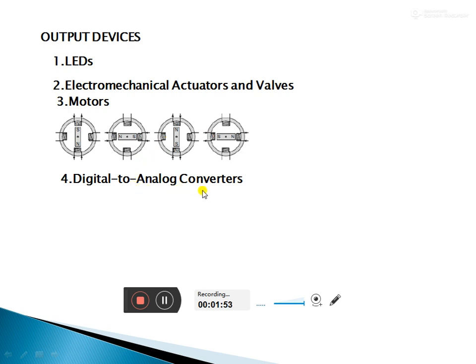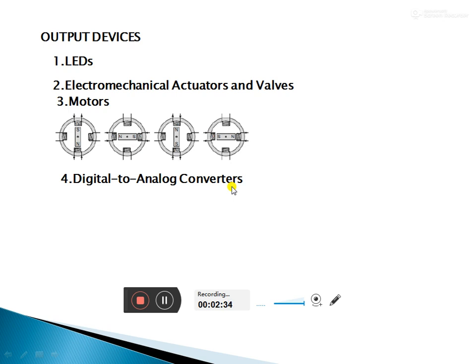Now digital to analog converters, which continue from these processors. Digital to analog converters and analog to digital converters are also output devices. We can explain briefly what the output devices are. First you have to write LED, electromechanical actuators and valves, and motors. Different types of motors are there: induction motors, squirrel cage motors, stepper motor. You can write these examples.